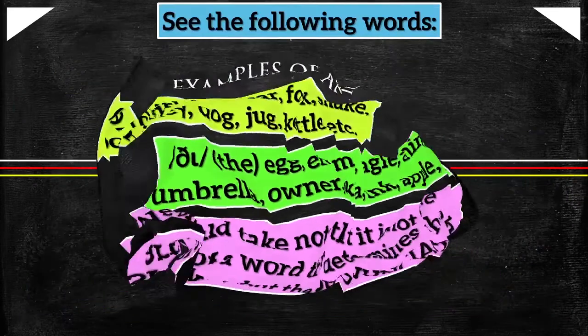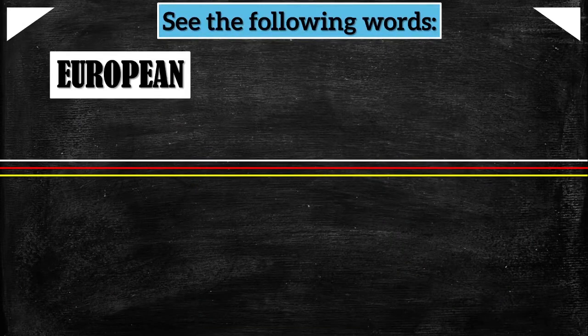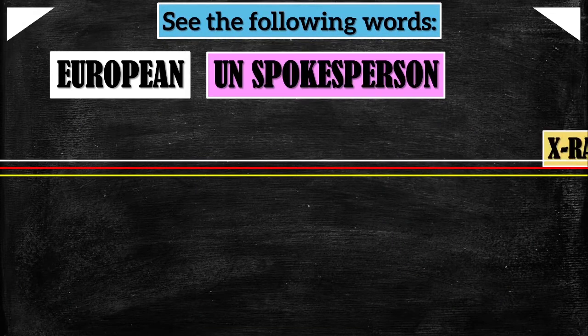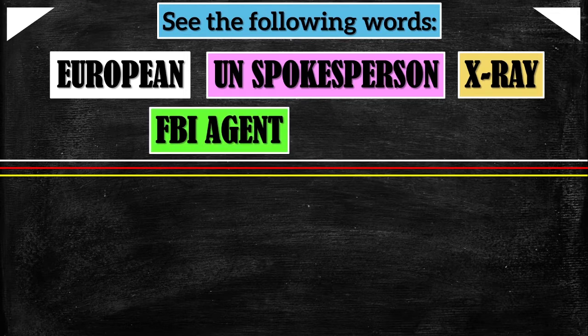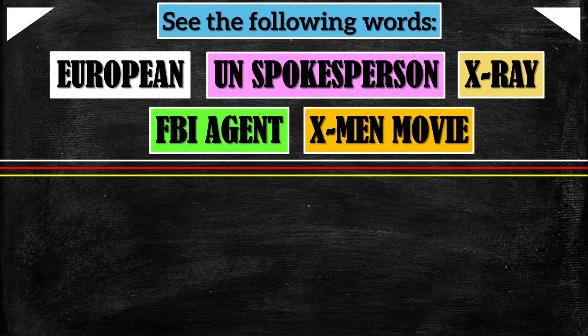Let's see the following words: European, UN spokesperson, X-ray, FBI agent, X-Men movie. Now, when you look at these words, how do you place the appropriate indefinite article before them? It is the sound that will determine whether they will take the indefinite article a or its variant an. So let's see the appropriate manner of prefixing the words we have mentioned with the appropriate articles.